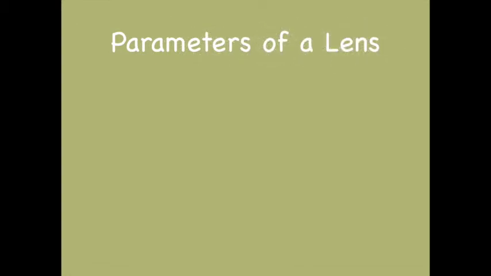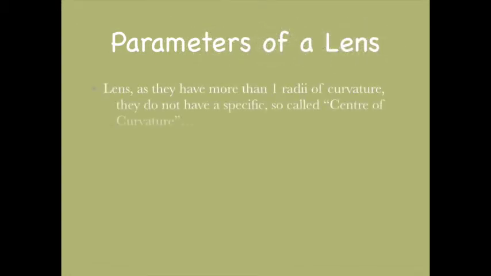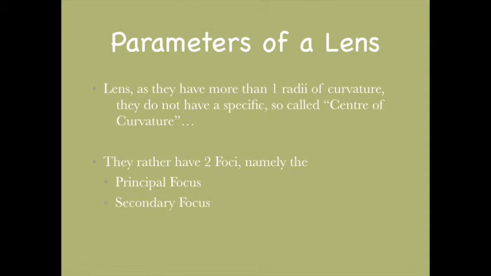Now coming to the parameters of a lens. Lenses have more than one radius of curvature, and so they do not have a specific center of curvature. They rather have two foci, namely the principal focus and the secondary focus. These are present on either side of the lens together.